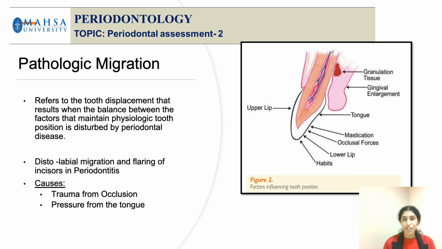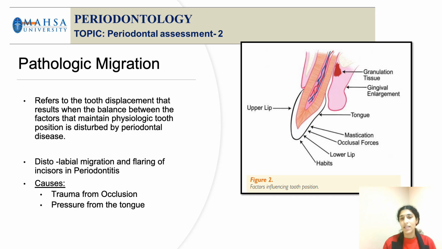How does pathologic migration happen? See, pathologic migration and drifting are two different things. Drifting can be physiologic drifting. Whenever there is a missing space, a healthy tooth also can drift into that space. That is physiological drifting. Whereas pathologic migration means tooth displacement results when the balance between the factors that maintain its normal physiological tooth position is disturbed due to periodontal disease. That means the tooth in question already has a bone loss, and therefore it is not supported enough, so other factors can easily move its position. So this is called pathologic tooth migration.